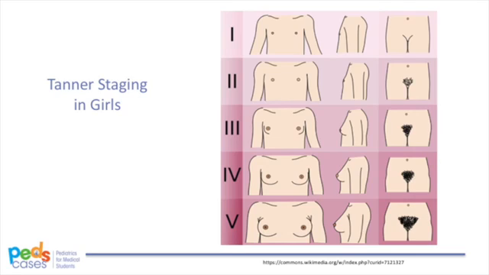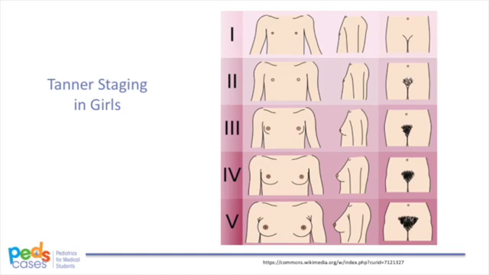In stage 3, the breast, or the primary mound, and areola continue to enlarge, but there's no separation in contour. The hair begins to curl, appears considerably darker, and has spread onto the mons pubis. In stage 4, the areola and papilla project off the breast tissue to form a secondary mound. Collectively, we call this mound on mound. More hair appears, but there's no hair on the medial surface of the thighs.